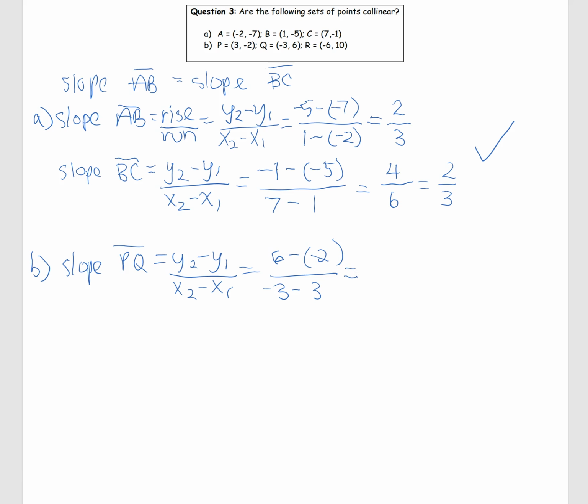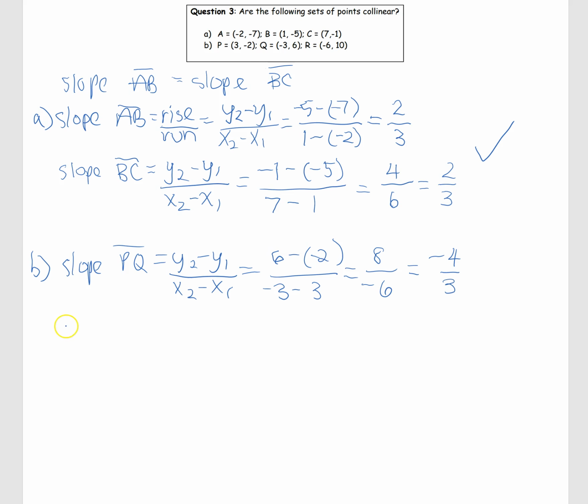So on the top, this gives me 6 minus a -2 is 6 plus 2, which is 8. -3 minus 3 is -3 plus a -3, which is -6 on the bottom. And this simplifies down to -4 over 3.